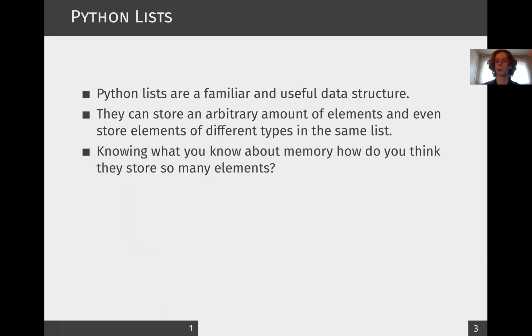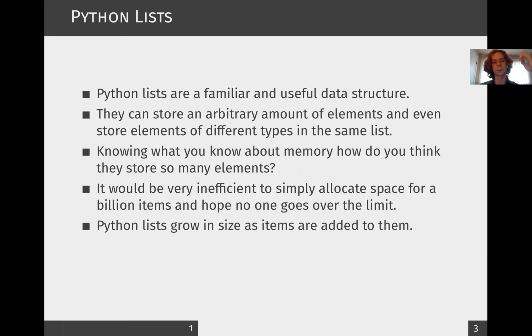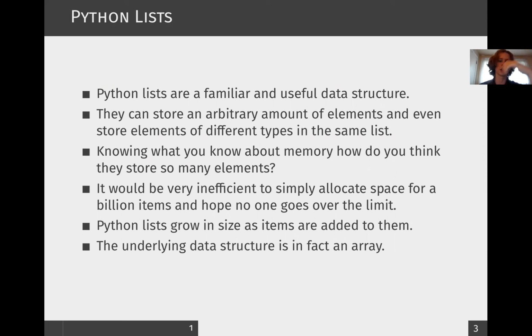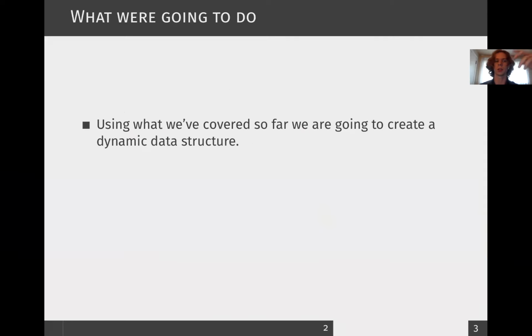So knowing what you know about memory, how do you think they store so many elements? It would be very inefficient to simply allocate space for a billion items and just hope no one goes over the limit. So that's probably not what they do. What they actually do is grow in size as items are added to them. The underlying data structure of a Python list is actually just an array. That's what it uses under the hood. The size of this array is what is adjusted as items are added.